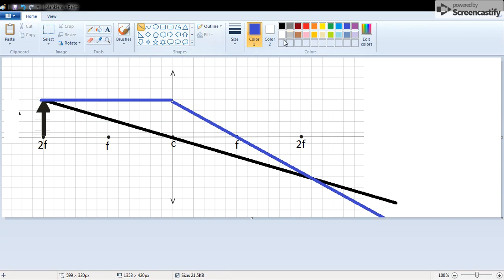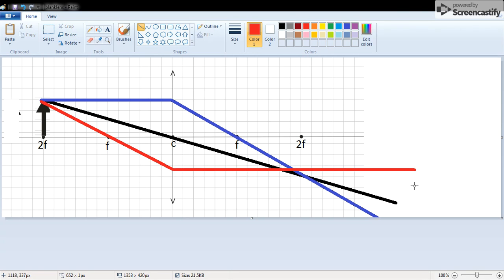The last ray does the opposite. We had a color change there again. Let me go back here. In parallel, out through the focus. And the last ray is the one that goes in through the focus and then it leaves parallel.